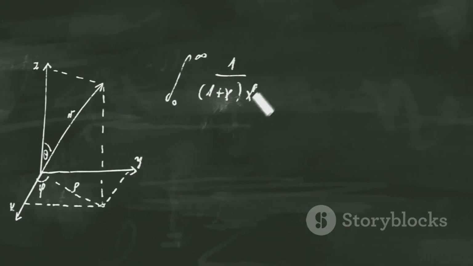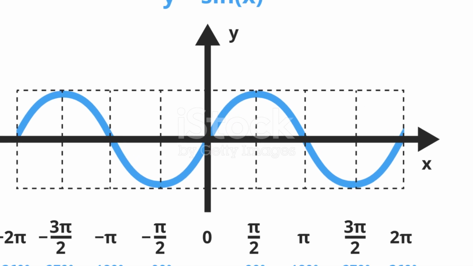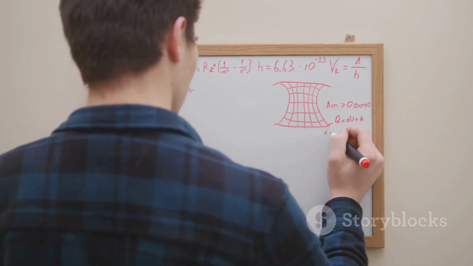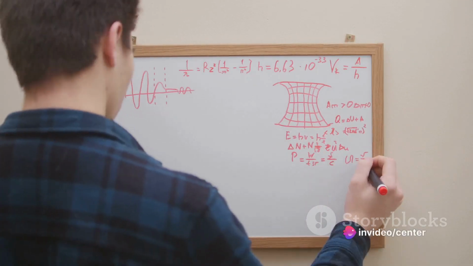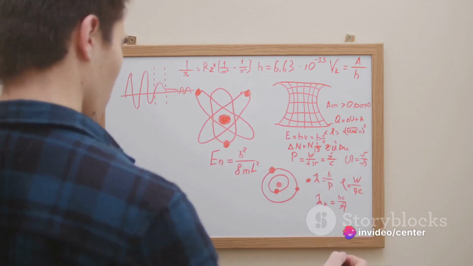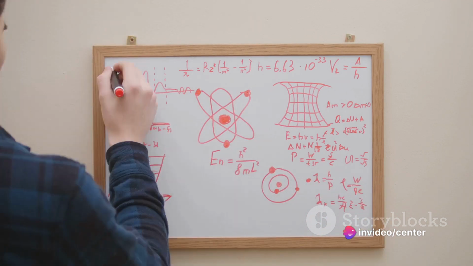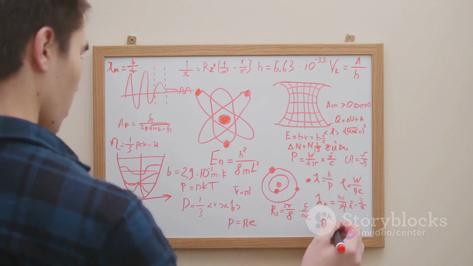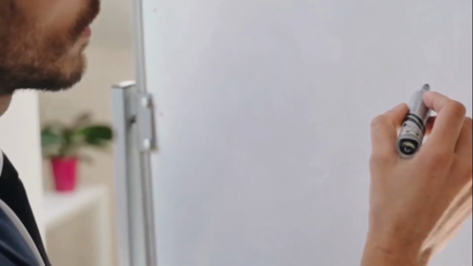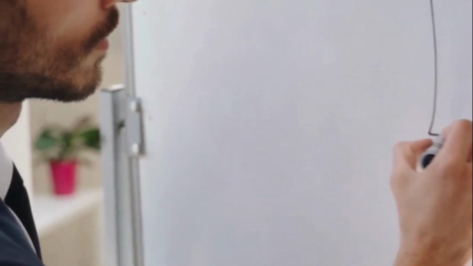Or consider the function f(x) equals sine of x. This function is also onto because every number between -1 and 1 in the codomain has at least one real number in the domain that maps to it. For instance, the number 0 in the codomain has an infinite number of corresponding elements in the domain, including 0, pi, 2pi, and so on.